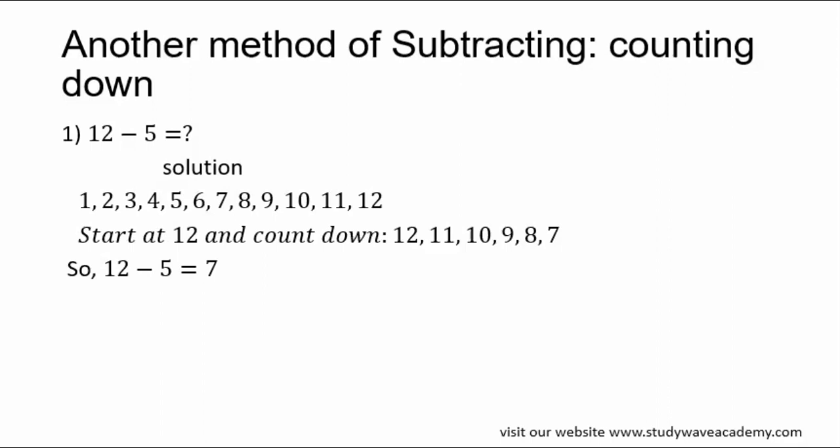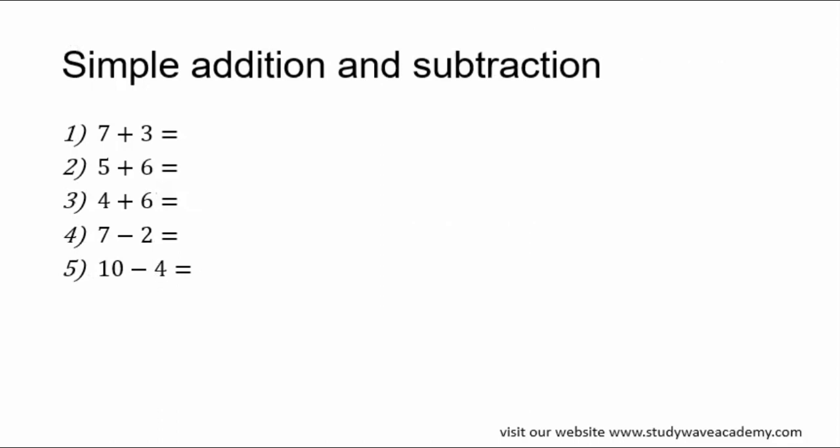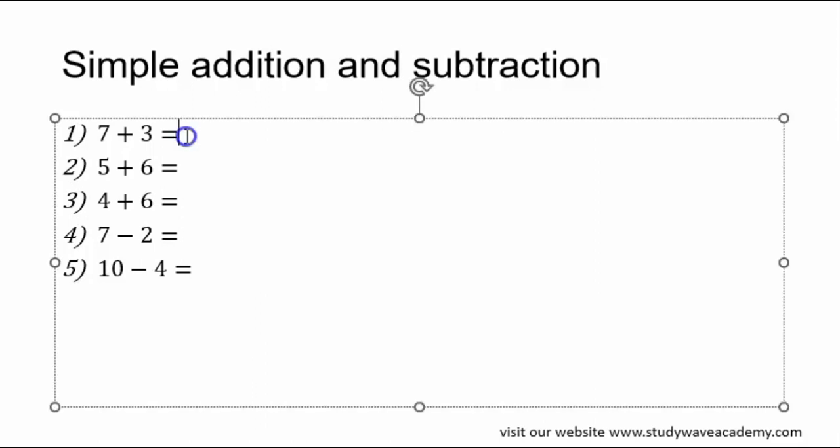Good. So we're going to be doing some exercise together. Now you're going to answer these questions for me. Okay? 7 plus 3. If you calculate 7 plus 3, what is it going to give us? 13, right? Good. The next one we have is 5 plus 6. 5 plus 6 is going to give us what? 11. Correct.